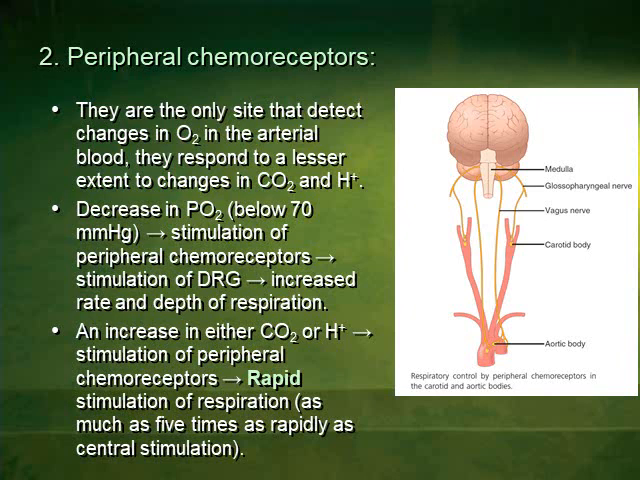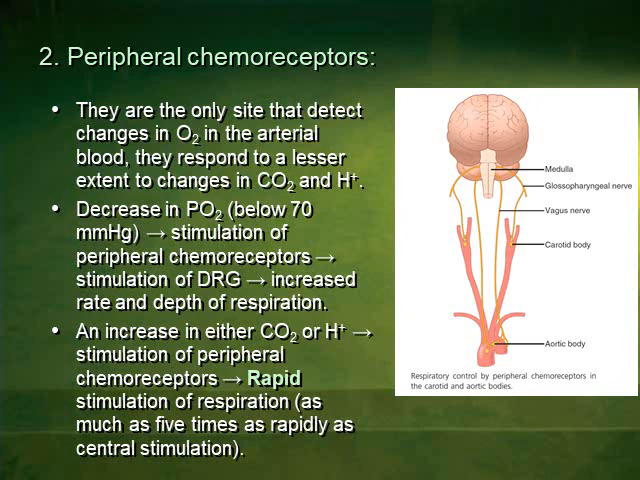So, a decrease in partial pressure of oxygen below 70 millimeter of mercury will end in stimulation of the peripheral chemoreceptors, and the stimulation of the peripheral chemoreceptors results in stimulation of the dorsal respiratory group and increased rate and depth of respiration. That's to say, hypoxia can cause an increase in rate and depth of respiration.